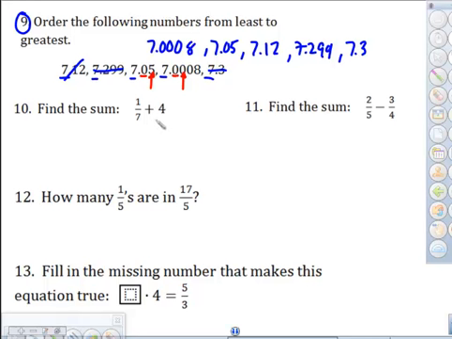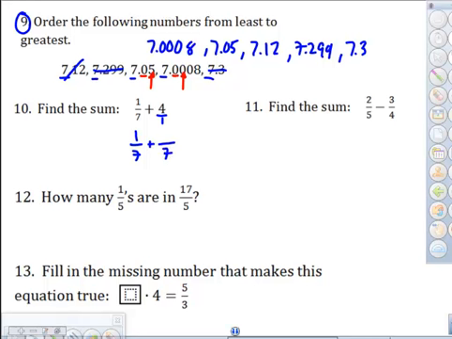Okay, next it says find the sum, and we have fractions here. So in order for us to do fractions, we want to make sure that we have the denominators the same. Do you guys know what the denominator right now for 4 is? Yeah, it's 1. Okay, but what do we need it to be in order for us to add these? 7. So that means I'm going to go like this and leave the first one exactly the same, but the second fraction I want to change to be a 7.